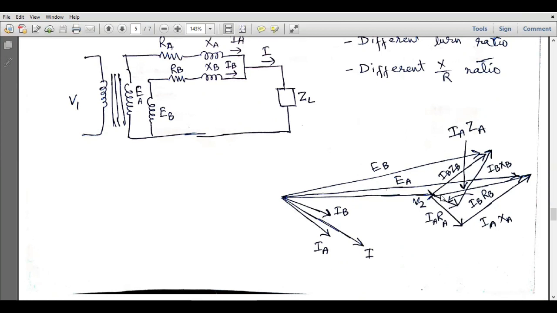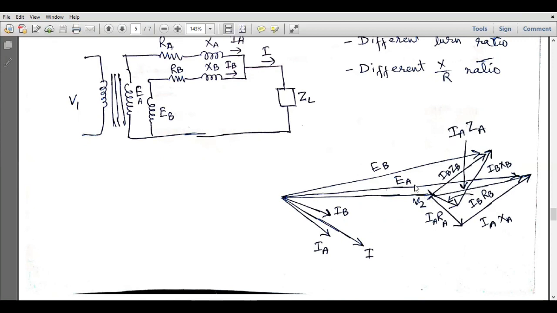Now at an angle of 90 degrees we will have IBXB, and this is actually IBRB, and this is IBXB, and their vector sum is IBZB. So this is their vector sum. Similarly, this is IARA, this is IAXA, and their vector sum is IAZA. So this is IAZA, which I have mentioned over here.